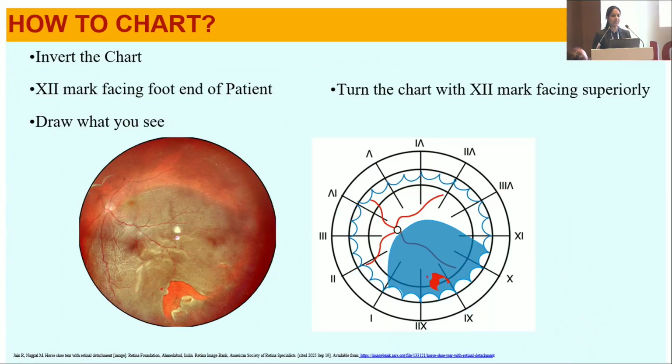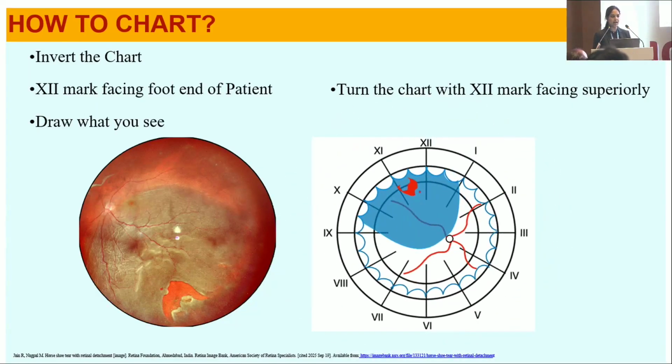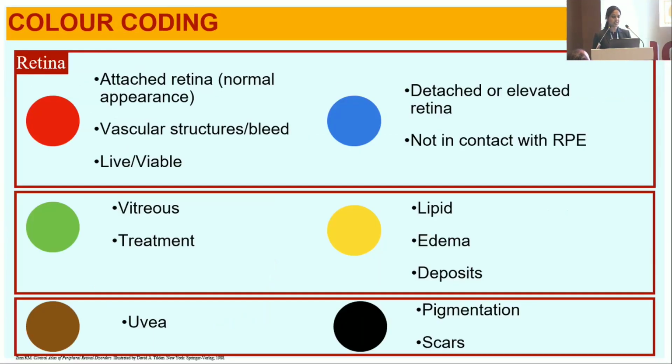And how to chart. You just need to invert the chart and place the 12 o'clock mark facing the foot end of the patient, and you just draw what you see. And then you turn the chart with 12 o'clock mark facing superiorly, and then label the chart accordingly. Coming to the color coding, the retina is principally represented by red and blue colors. The red represents attached retina, vascular structures, bleeding, live and viable structures, and blue represents detached or elevated retina and not in contact with RPE. The green represents vitreous and treatment, the yellow represents lipid, edema and deposits. The brown represents uvea, and the black represents pigmentation and scars.